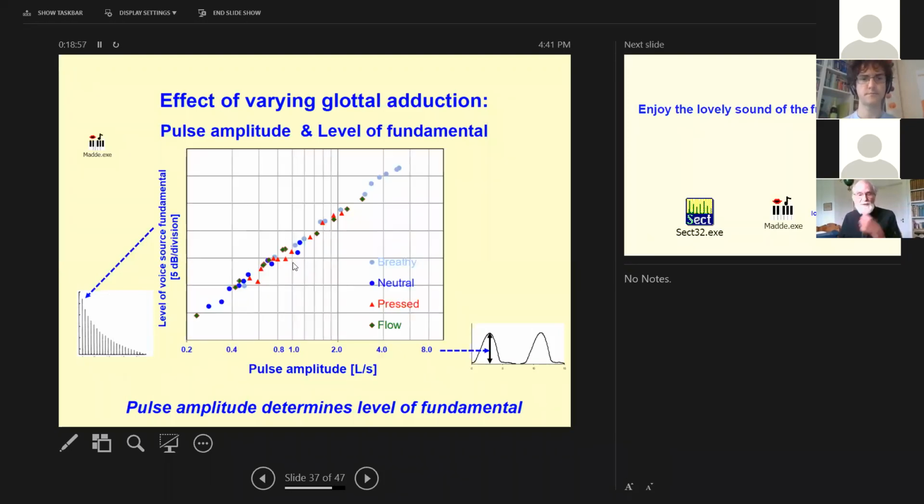And this is clean data from singers. They were singing in breathy phonation, neutral phonation, pressed phonation, and flow phonation. And you could see that the pulse amplitude is extremely highly correlated with the amplitude of the voice source. When I talked to Martin Rothenberg, we proudly presented these results to him. He said, well, that is self-evident. Why did you ask it? Because if you think like a Fourier guy would think about this waveform, of course the fundamental is very sensitive to the shape of the curve. But anyway, it is very nice when things are so closely correlated. Pulse amplitude determines the level of the voice source fundamental.